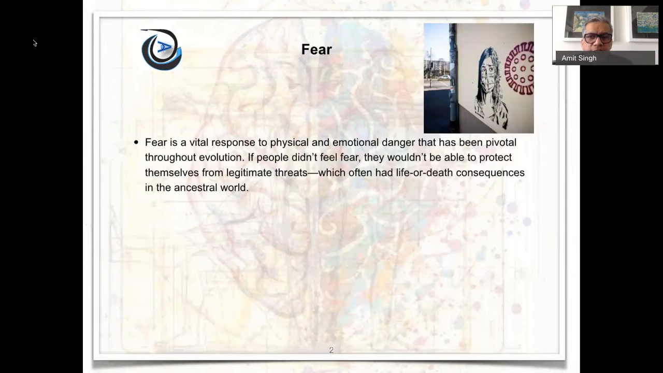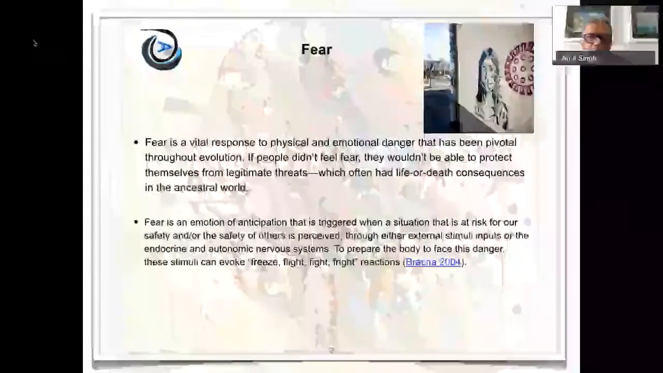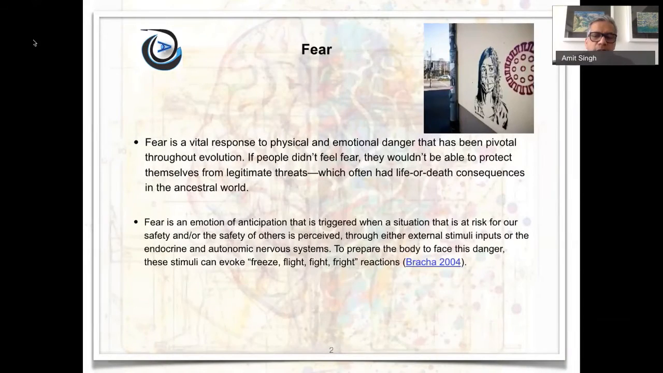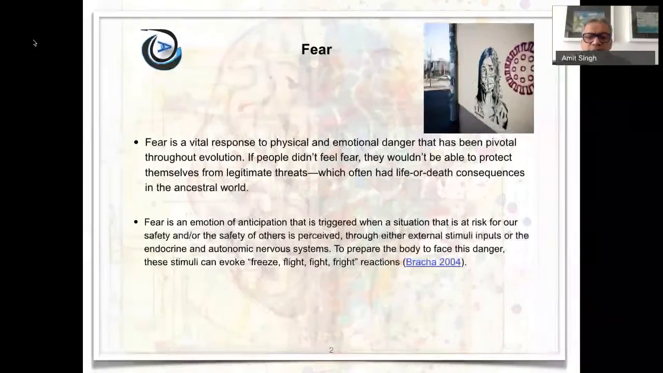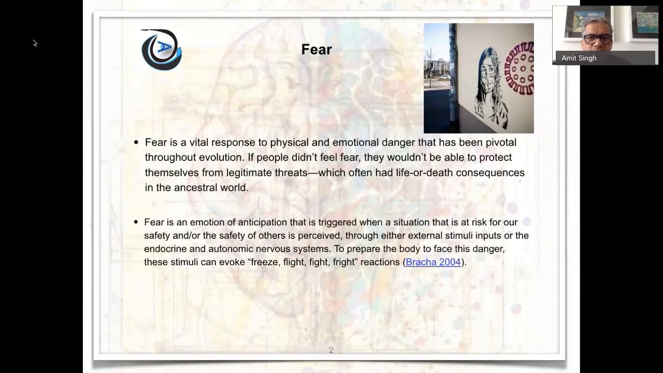There's the neurological or limbic definition, which deals with the chemical processes in the brain. It says that fear is an emotion of anticipation that is triggered when a situation that is at risk for our safety and for the safety of others is perceived, through external stimuli or internal nervous system to prepare the body to face this danger. These stimuli can evoke freeze, flight, fight, or fright. So these emotions are generated from within the limbic system. So we discussed two aspects. Then we'll move over to risk.